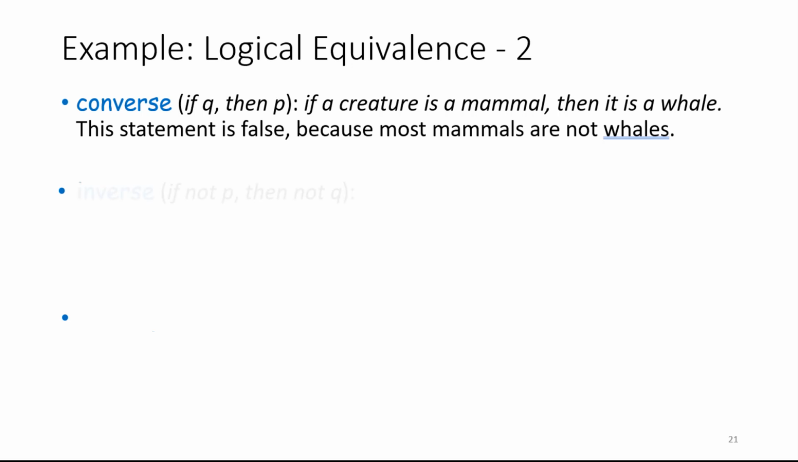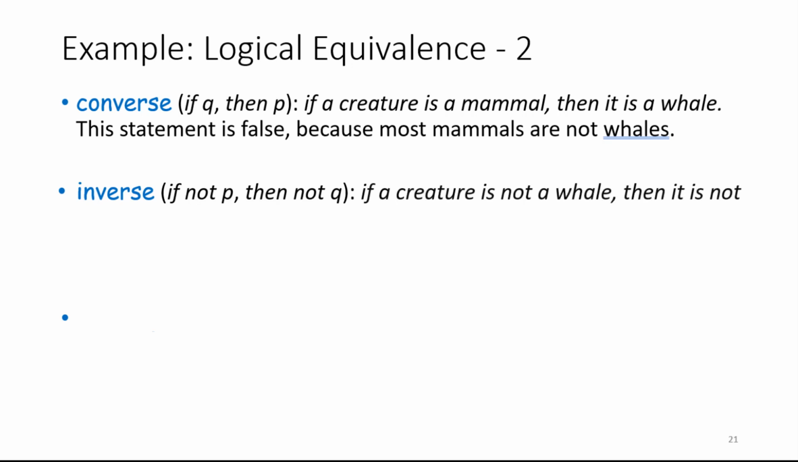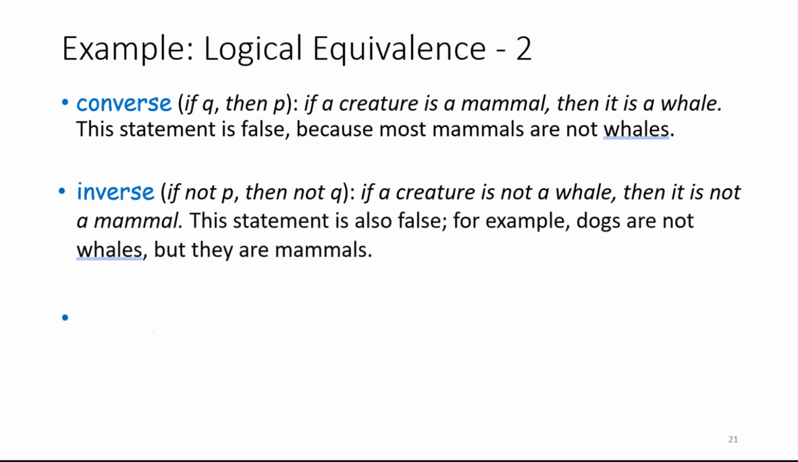Let's consider the inverse. If not P, then not Q. The statement becomes, if a creature is not a whale, then it is not a mammal. This statement is also false. For example, dogs are not whales, but they are mammals. Now let's observe that both the converse and the inverse are false when the original statement was true.